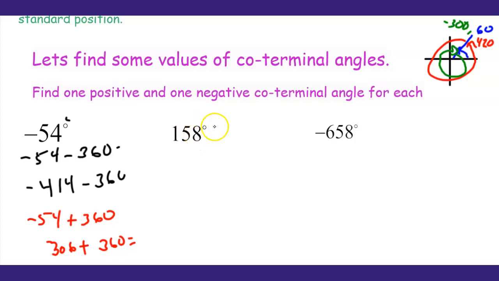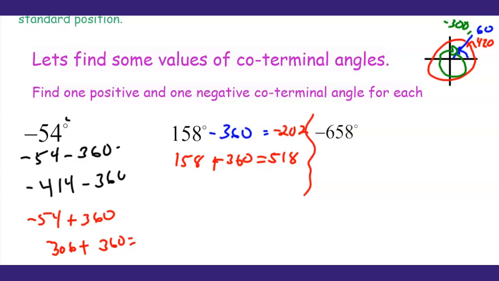Right here, to find a negative, I could do minus 360. And that'll give us a negative 202. And if I want to find a positive coterminal angle, now I know you're like, this is already positive. Yeah, but find a coterminal angle too. So I'm going to add 360, and I'll get 518. Negative coterminal, positive coterminal.